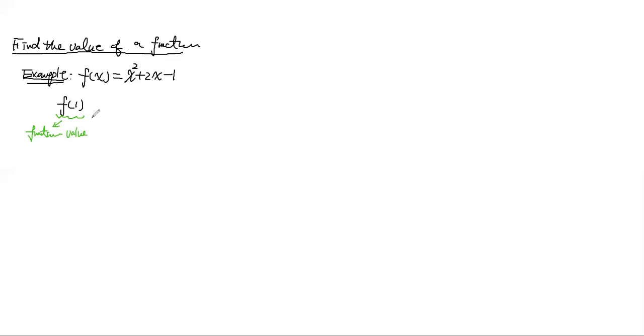What does that mean? Look here, this is x, and this is 1. That means for every x, you replace it with 1. So the function value is 1 squared plus 2 times 1 minus 1. What is the answer? The answer is 2. That's what we mean by function values.